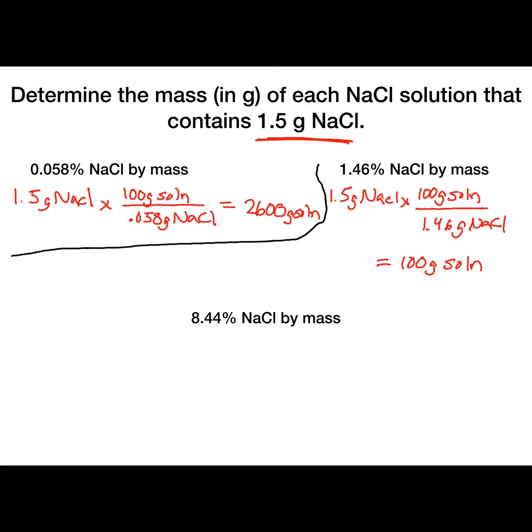Our last problem is 8.44% NaCl by mass. So we're going to set this up in the same way. 1.5 grams of NaCl times, we have 8.44 grams per 100 grams of solution. So 100 grams of solution over 8.44 grams of NaCl.